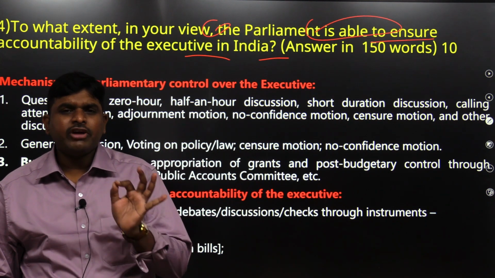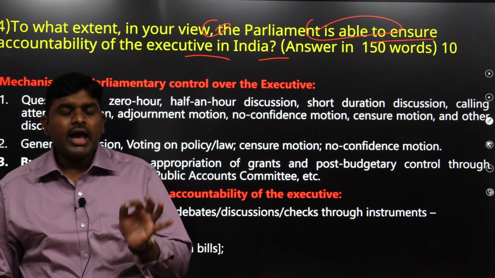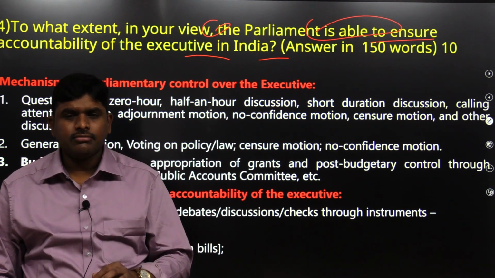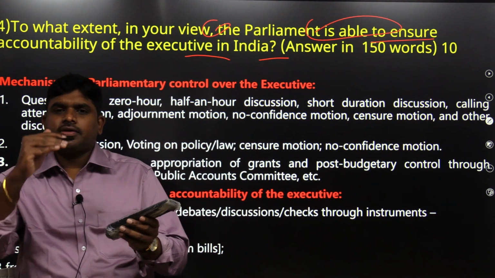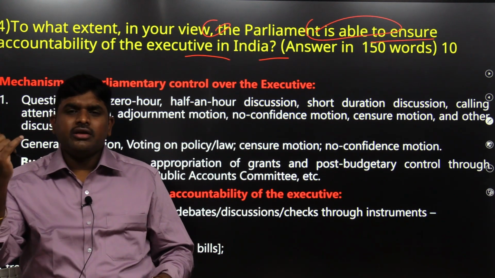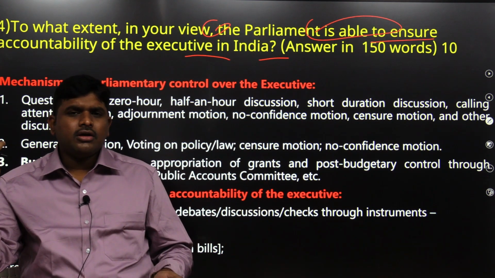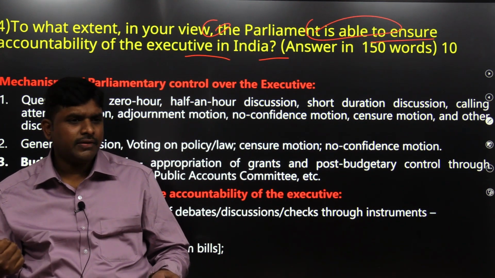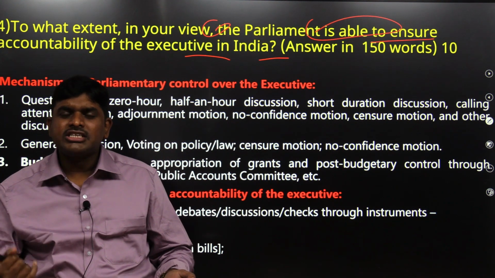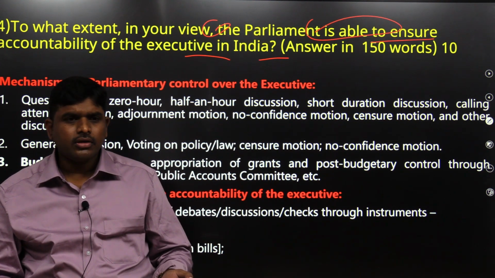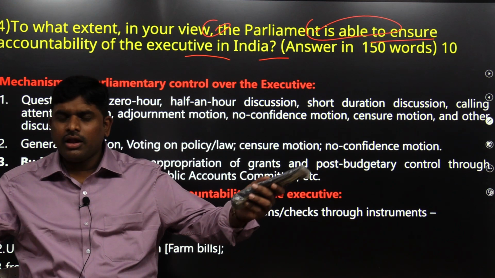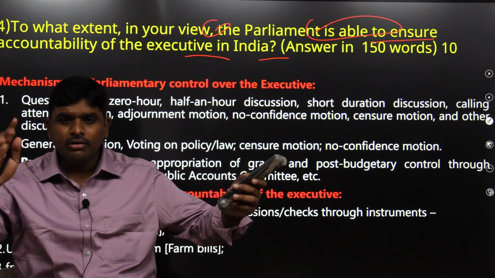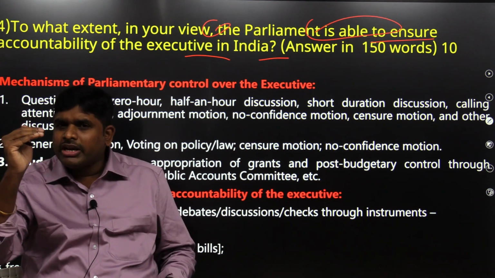Accountability is the main feature of a democratic system, and the Parliament acts as an accountability mechanism for the executive. What are those? You have to list them: question hour, debates, short duration discussion, long duration discussion, no confidence motion, departmental standing committees. Yes or no? These all are parliamentary accountability mechanisms over the executive. So you will write them one by one.